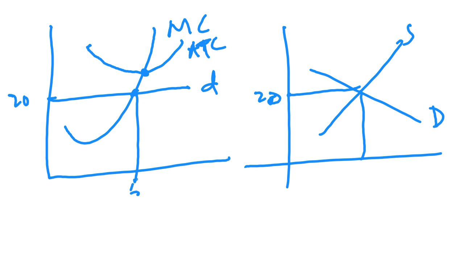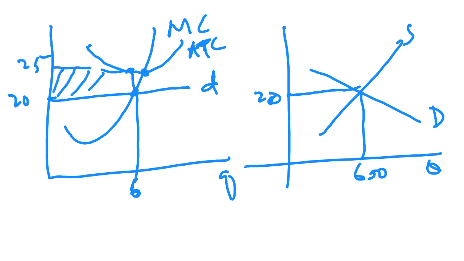So at 6 units, if you go up, you will be here. That is your average total cost. Let's say this is 25. So this whole area is a loss, because you are losing $5 on each unit. You are producing 6 units, so 6 times 5 is 30. So basically, each firm is incurring a loss of $30.